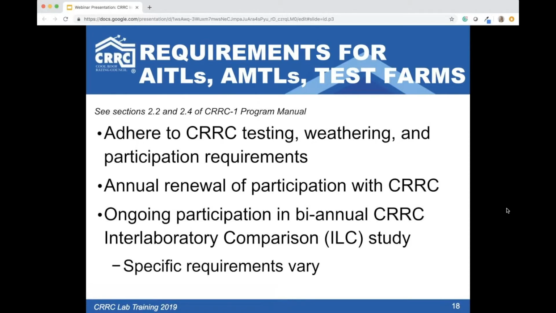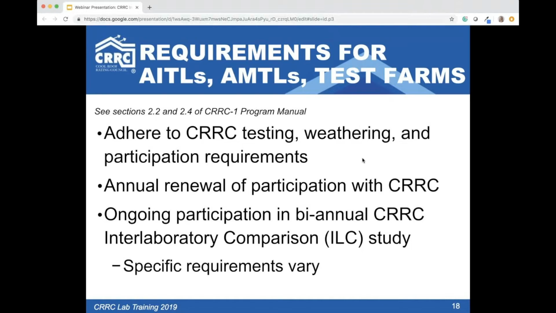So I'm not going to go into too much detail about the specific requirements for AITLs, AMTLs, and test farms because the specific requirements do vary. But in general, there are some things that are required for all of these parties. So the first is that obviously everyone needs to adhere to our testing, weathering, and participation requirements that are in our CRRC-1 program manual, our product rating program manual, and also the ANSI CRRC S100.